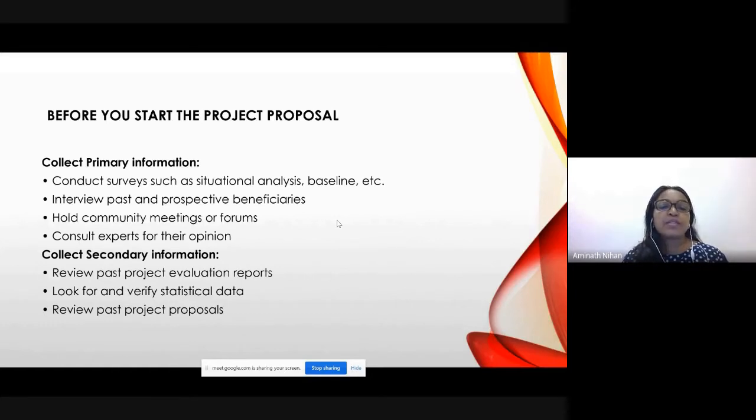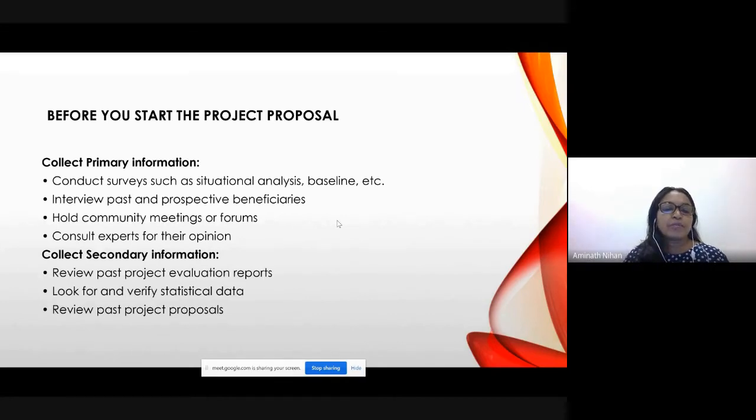Hold community meetings or forums. Nowadays, you can do an online forum as well, right? Very easily. So there are many ways you can do this. Consult experts for their opinion. So without this, if you implement the project or design the project, there will be so many problems. So it's, first of all, very important to gather as much information as you can about the target population, the impact of the issue and all that.